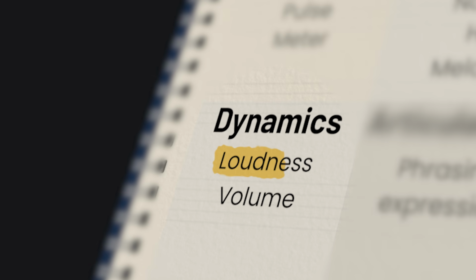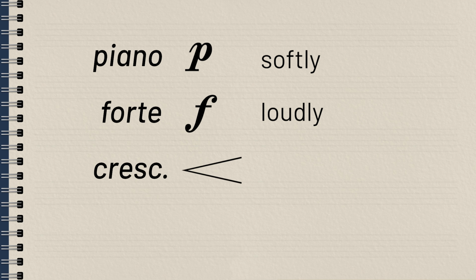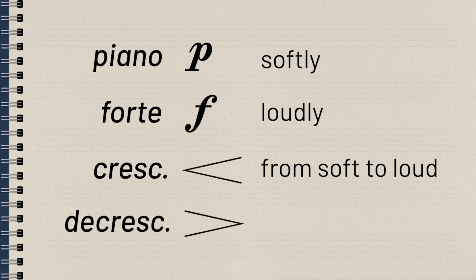Dynamics determine the loudness and softness of music performance. Here too, Italian terms are commonly used worldwide. The same musical phrase can be performed softly or piano and loudly or forte. We may also have gradual dynamic changes, such as from soft to loud with a crescendo, or from loud to soft with a decrescendo. In this example, we hear Happy Birthday with added dynamics.